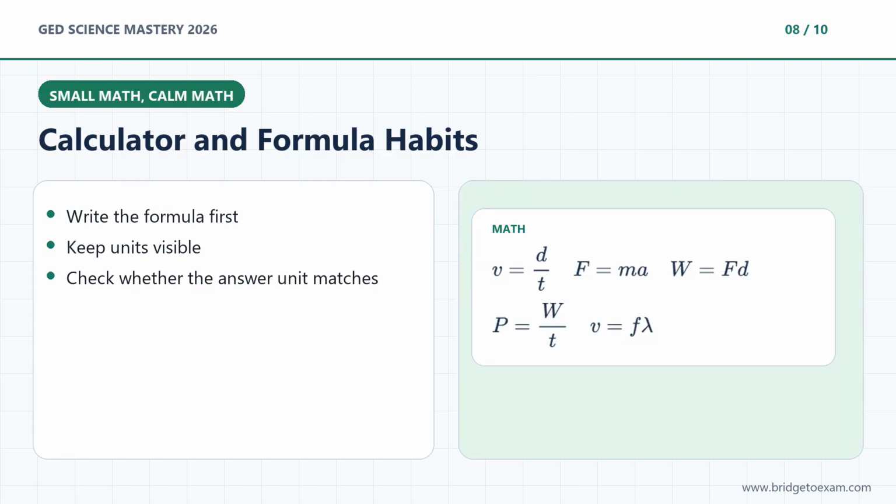Science math on the GED is usually small. The important habit is not memorizing everything. It is writing the formula in units before you calculate. For speed, use V equals D over T. For force, use F equals MA. For work, use W equals FD. For power, use P equals W over T. For waves, use V equals F lambda. If the answer unit does not match the question, pause and check your setup.